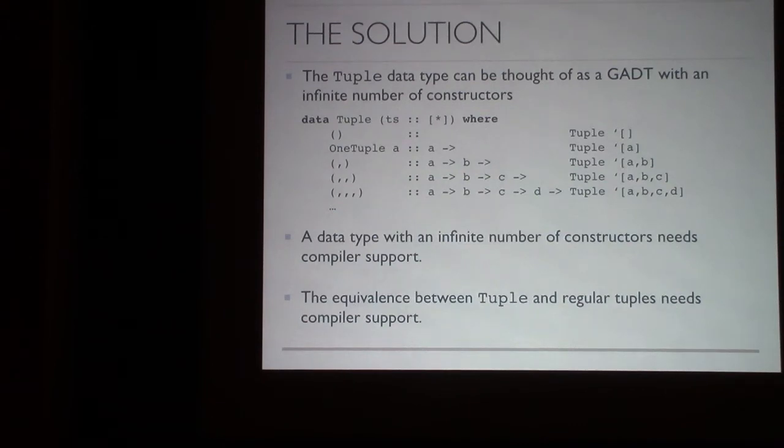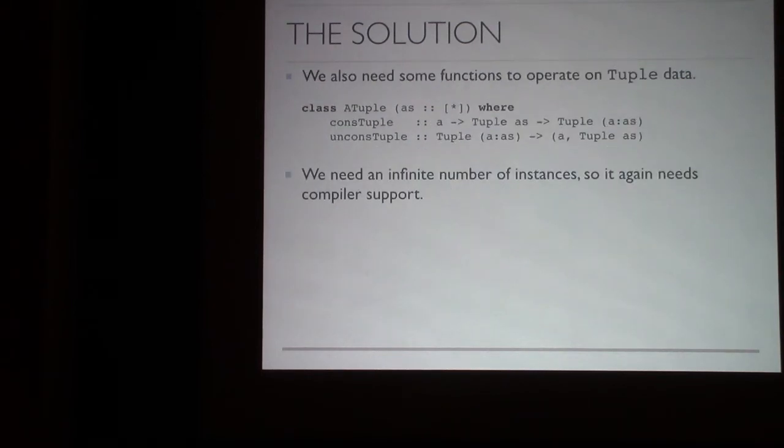Once you have this tuple type, you can imagine, with a little more compiler support, a class looking something like this. It has 2 methods, constTuple. It takes some A and a tuple that has some stuff in it already, and it makes a tuple that is 1 element longer. Or unconst, that goes the other way, takes a tuple which has something and some other stuff, and it gives you back a pair.